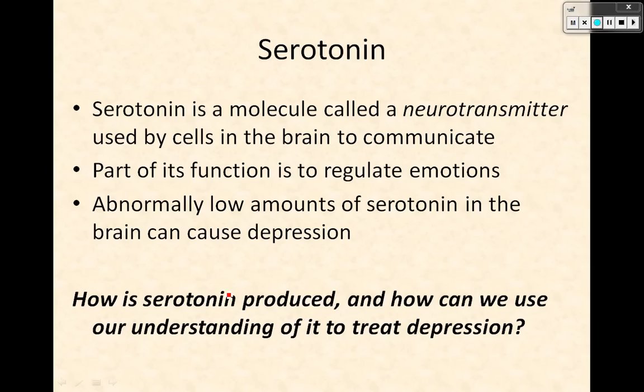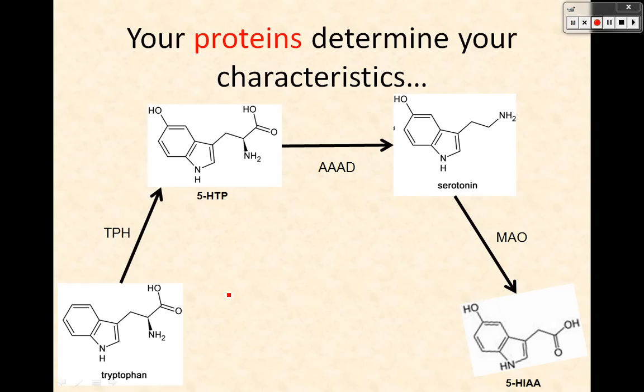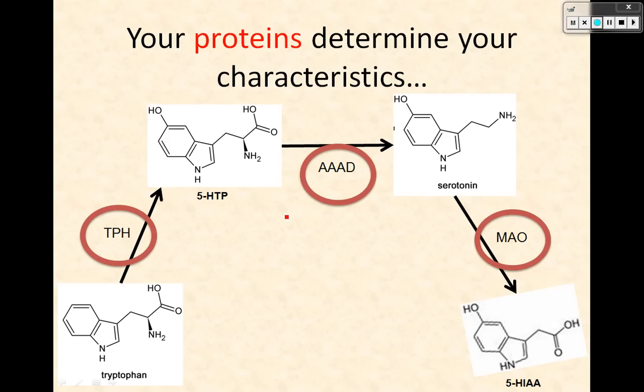So let's look at how serotonin is produced, and then how we can use our understanding of how it's produced to help treat depression, other than buying people necklaces that have the chemical structure of serotonin on them. All right, so remember that your proteins, being the enzymes that catalyze these reactions, these changes, are what determine your characteristics. And on this page, there are three different enzymes: TPH, AAD, and MAO. Please do not freak out.